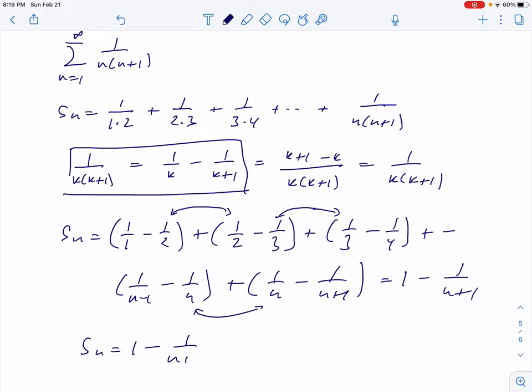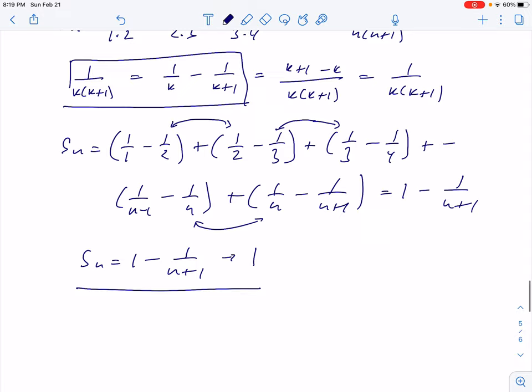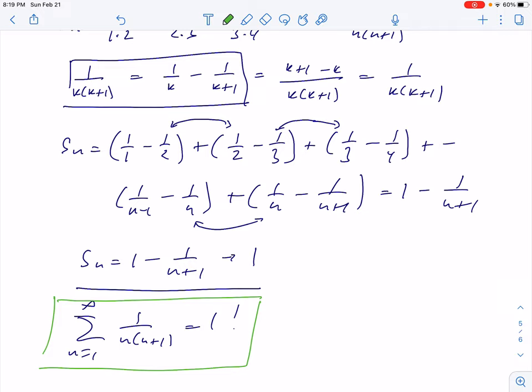And this has a limit. The limit is obviously 1, since 1 over (n plus 1) approaches 0. So our series is convergent and the value is 1. Let's put this also in green. It's a nice series. It's called a telescoping series because you see how when you write the partial sum, it shrinks to just two numbers. Such a telescoping effect.